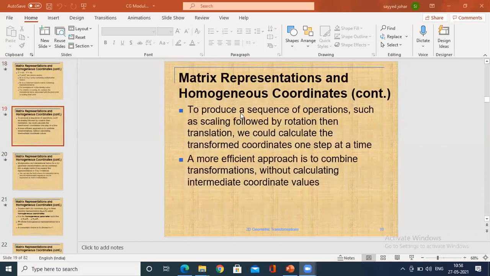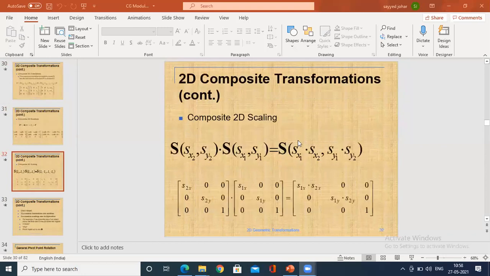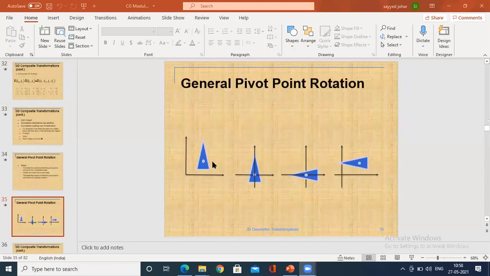Let me do this when we solve a problem, because we have one problem that has to be covered before the lab. This is a general pivot point rotation. In this case, we are going to translate, rotate, and so on. Just for the knowledge sake, because you may not understand the matrix representation yet. First, we are translating the midpoint of this triangle to here. Then we are going to rotate it. Then again we translate back.